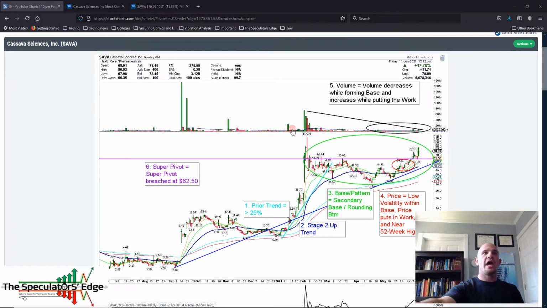As you can tell, we have heavy demand coming in on each run from each base. We have a primary base here, and we have the secondary base forming here, okay? And within this secondary base, we have a rounding bottom. This is the rounding bottom pattern here.